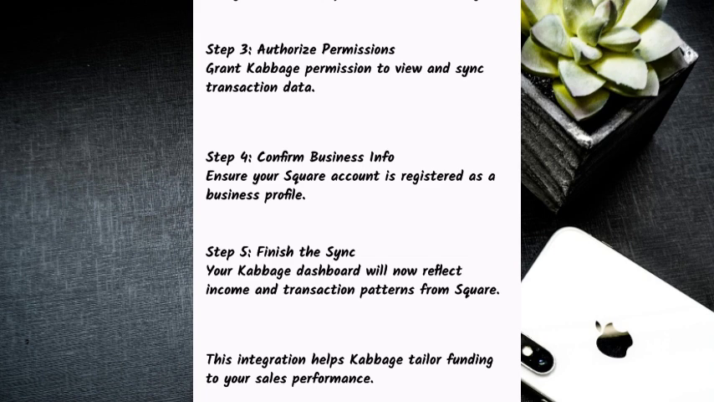And once that's done, move on to step 5, which is to finish the synchronization. Now your Kabbage dashboard will reflect income and transaction patterns from Square. Now this integration helps Kabbage to tailor funding to your sales performance.